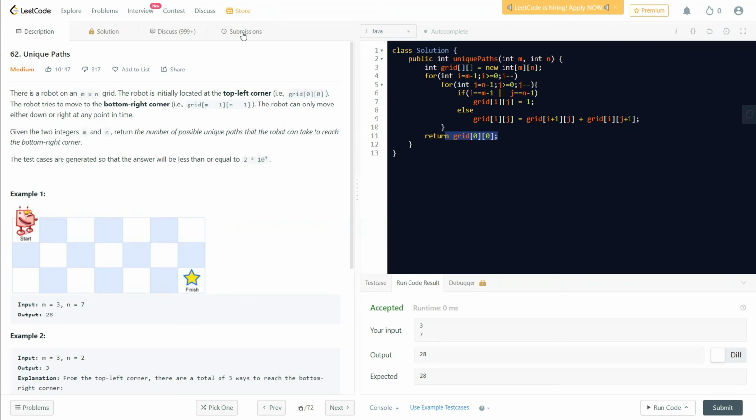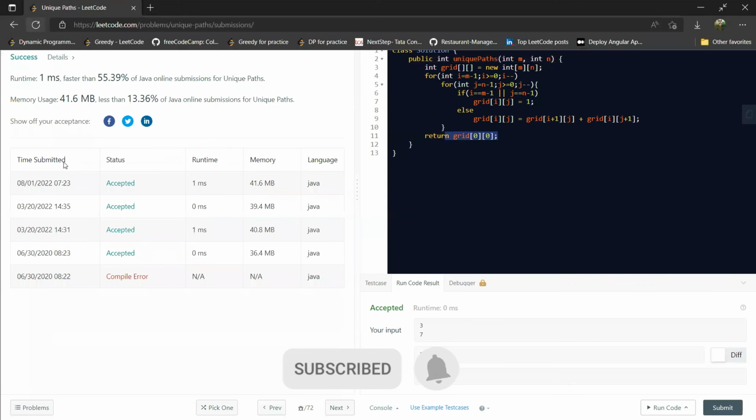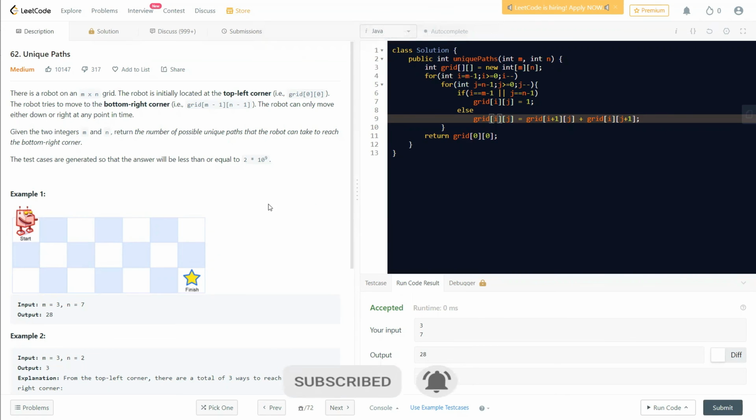You can see that in the submissions, it took just 1ms as a solution, the time to find the solution to this. So that's more or less what this question is all about. I hope I could make you understand how this question works and how you should approach a question like this.